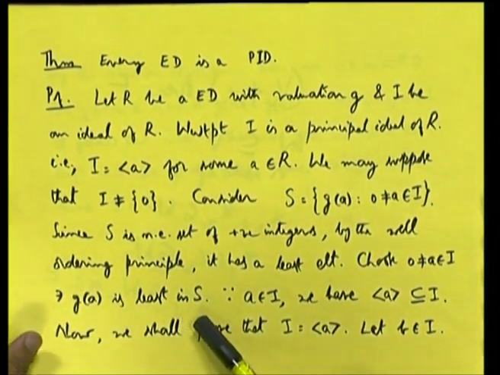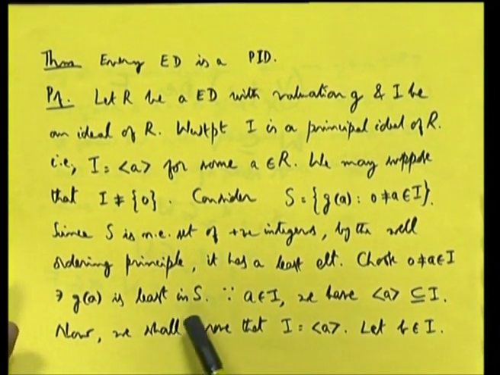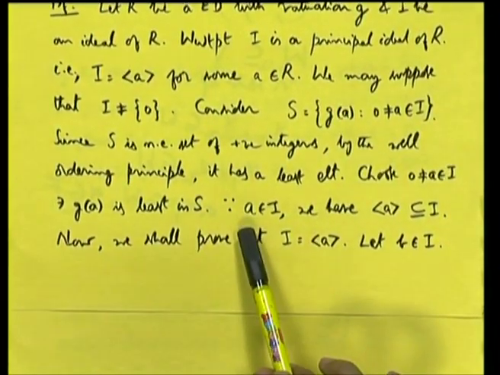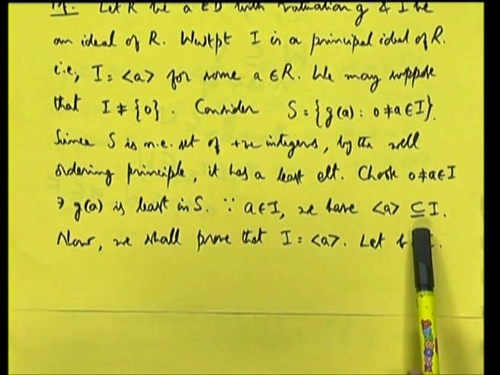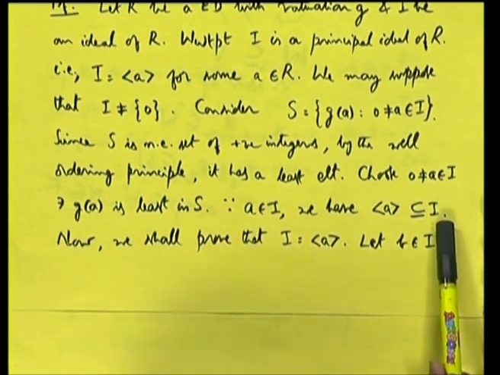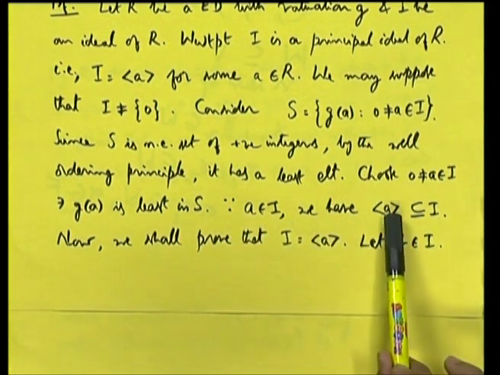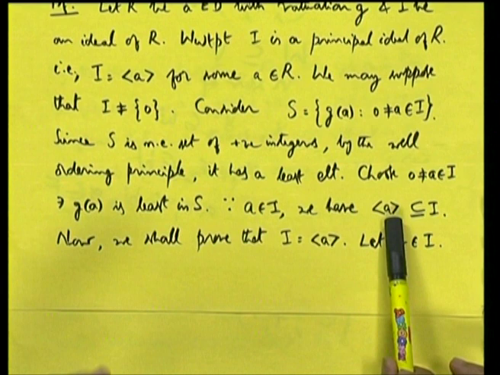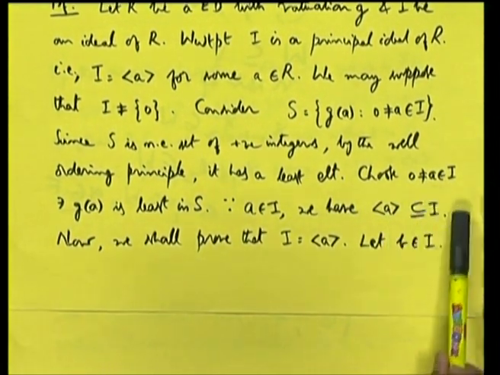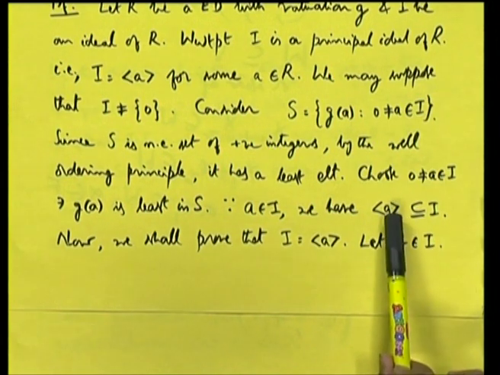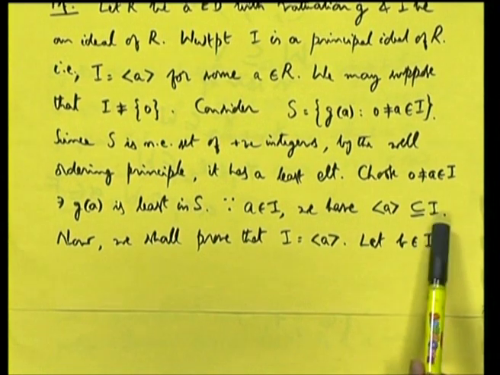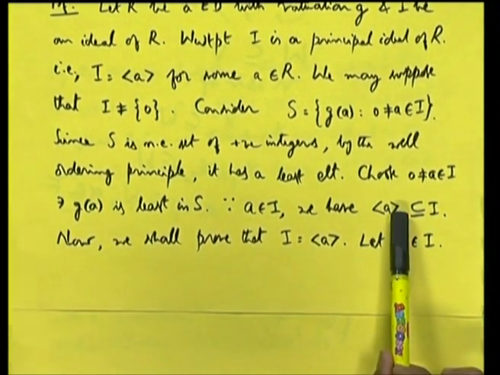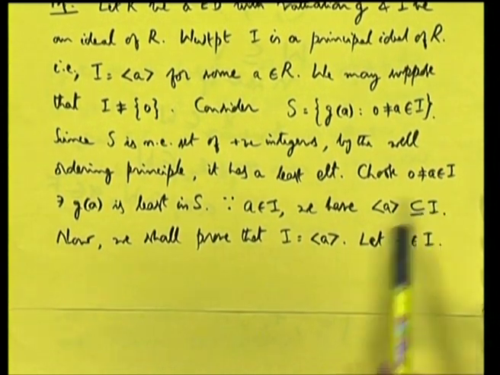This exists from the well ordering principle, and we have a coming from capital I, and therefore the ideal generated by a is contained in the ideal capital I. If small a is coming from capital I, and if you multiply a by any element small r from capital R, a into small r also belongs to capital I, because capital I itself is an ideal, small a belongs to capital I and small r is coming from capital R. Therefore, from the ideal property you can show that this ideal is contained in ideal capital I.